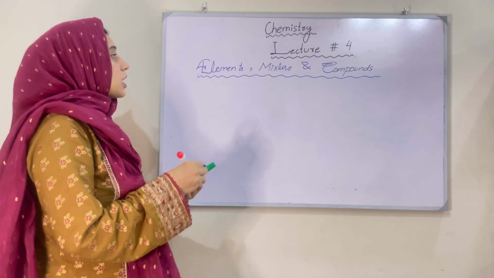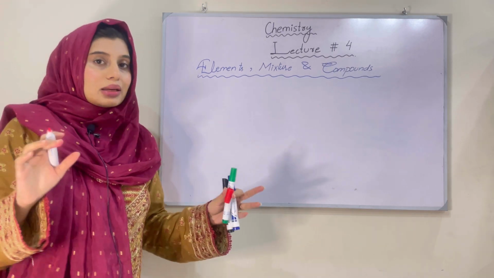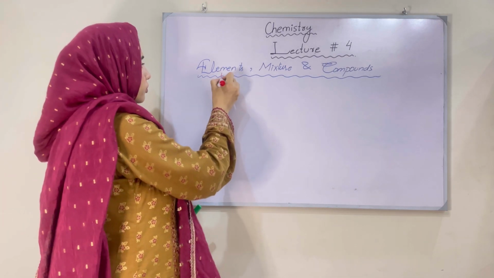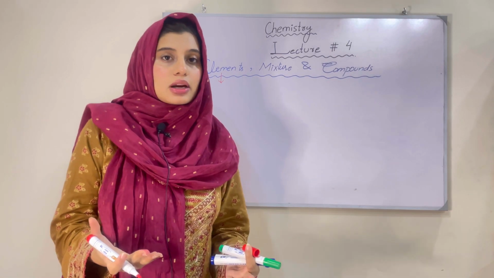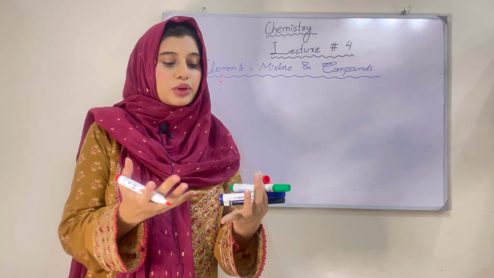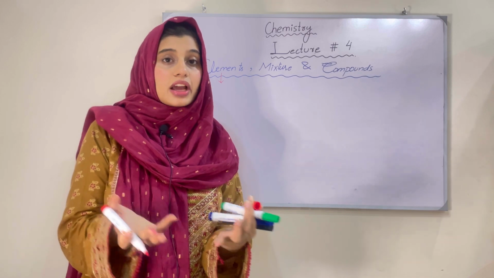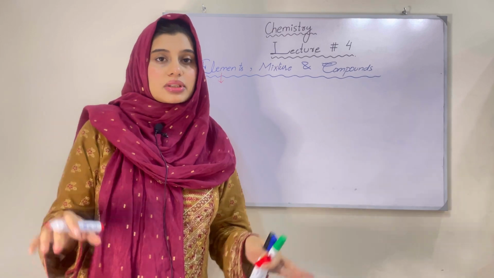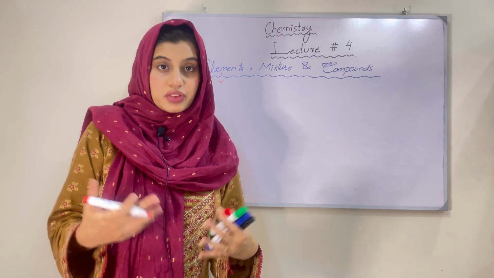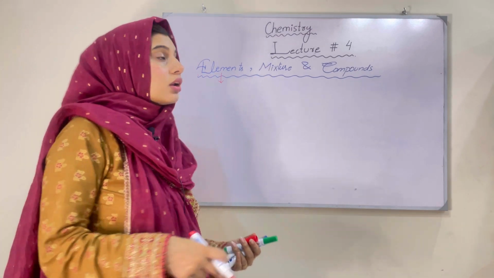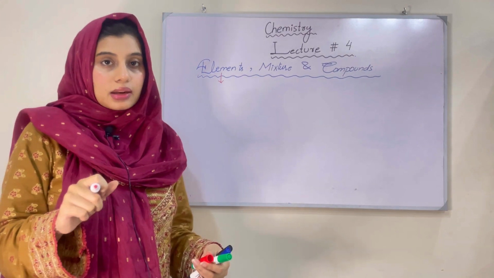First of all, if we talk about elements, we know that we have a lot of elements around us, like iron, copper, gold, mercury. We have different gases, different solids, different liquids. All of these are known as elements.